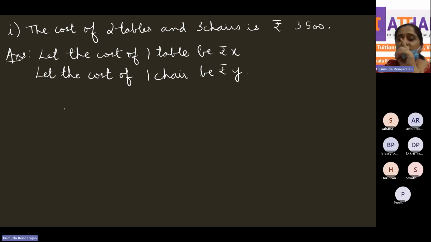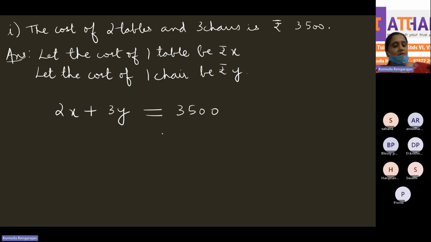So 1 table is x rupees. 2 tables will be 2x rupees. 1 chair, y rupees. 3 chairs, 3y rupees. So you add these two together. Total cost is 3,500. That's all. This is the required equation in the standard form. Yeah, correct. In the standard form. Very good.